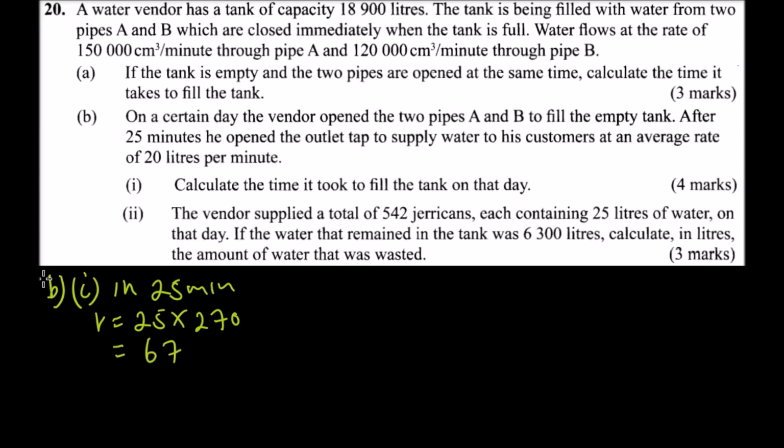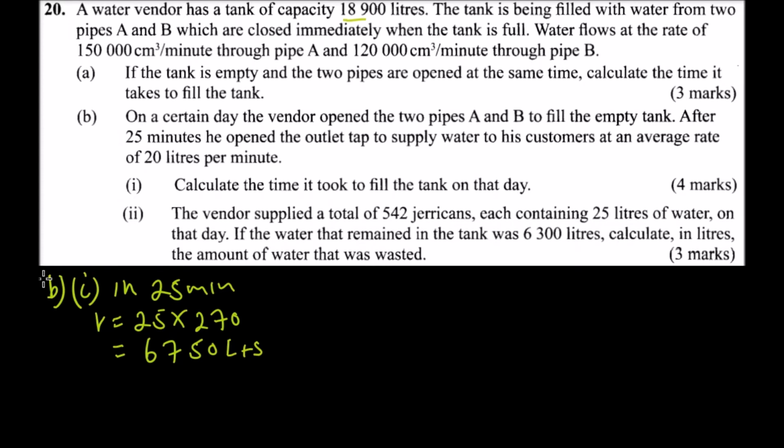Let's have a look at B, Roman number one. So what we do here is that since he opened the two taps for 25 minutes, we can say in 25 minutes, what was the volume that got into the tank? Volume is equal to 25 multiplied by the rate at which the pipes are supplying, 270 liters per minute, as we have seen in part A. So this is going to give you 6,750 liters. So that is the water that will be in the tank.